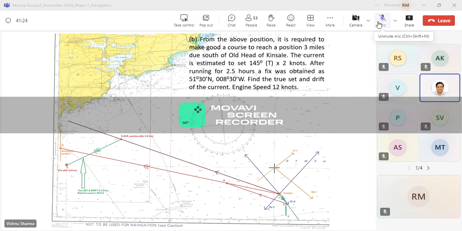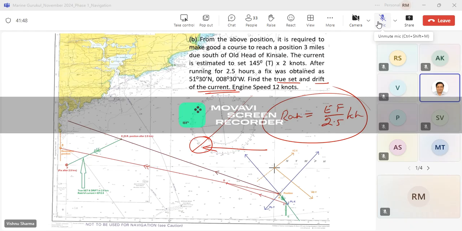Find the true set and drift of the current. You'll put your parallel ruler on EF, bring it here, read off this, and this will be the true set. You'll measure distance EF. This will be the drift in 2.5 hours. True rate will be EF divided by 2.5. So many knots will be the true rate. Is that clear now? Why I was emphasizing yesterday that current is always from DR to fix, DR to fix. Is that okay, beta? Yes, sir.